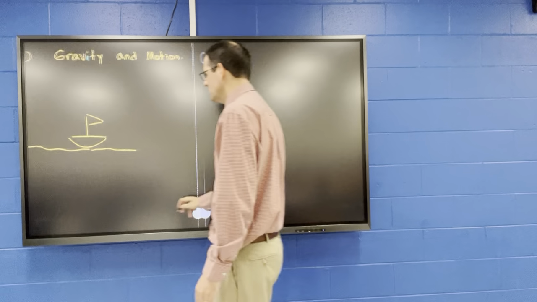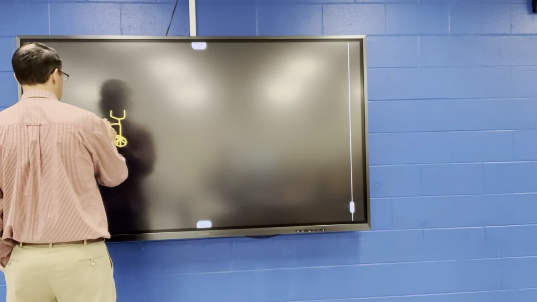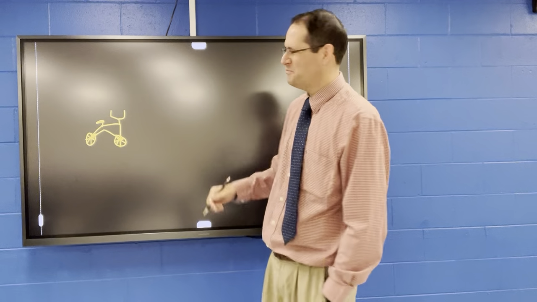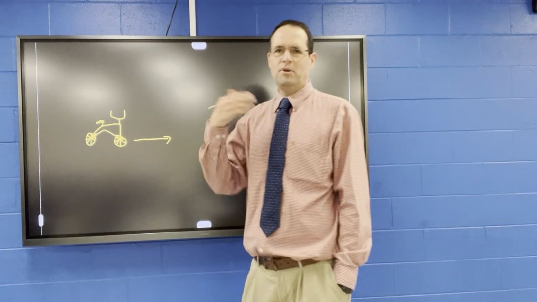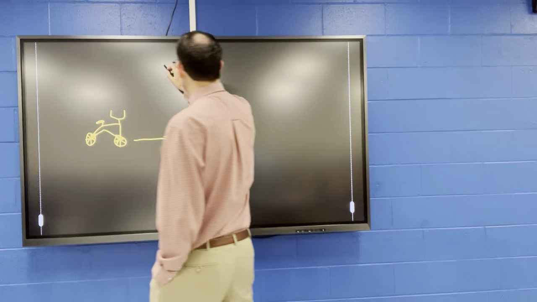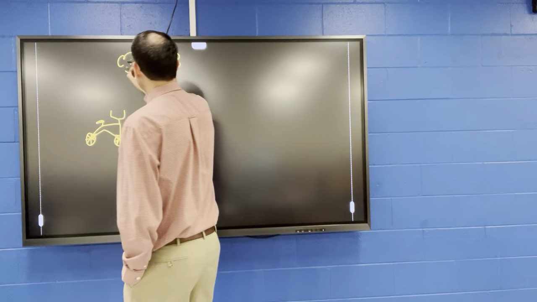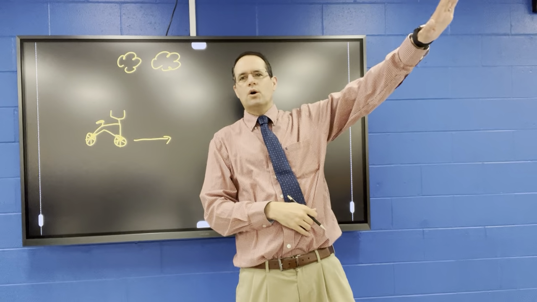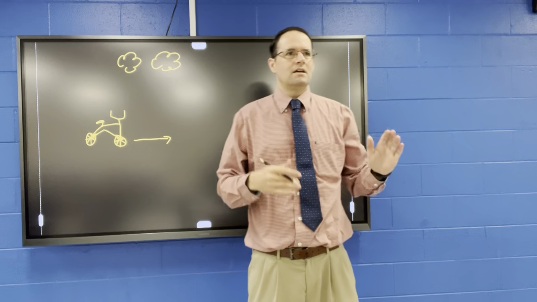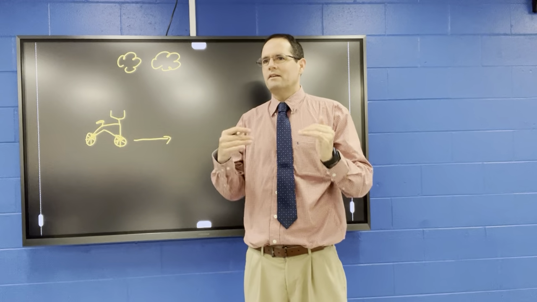If you're on a bicycle, it's been a while since I've drawn little figures of bicycles, but let's say you're on a bicycle and you're going along for a couple hours. You're riding your bike and looking at some cloud formations, and as you're riding, you notice that the clouds are moving over time to the left. Now, does that mean that you're moving to the right?